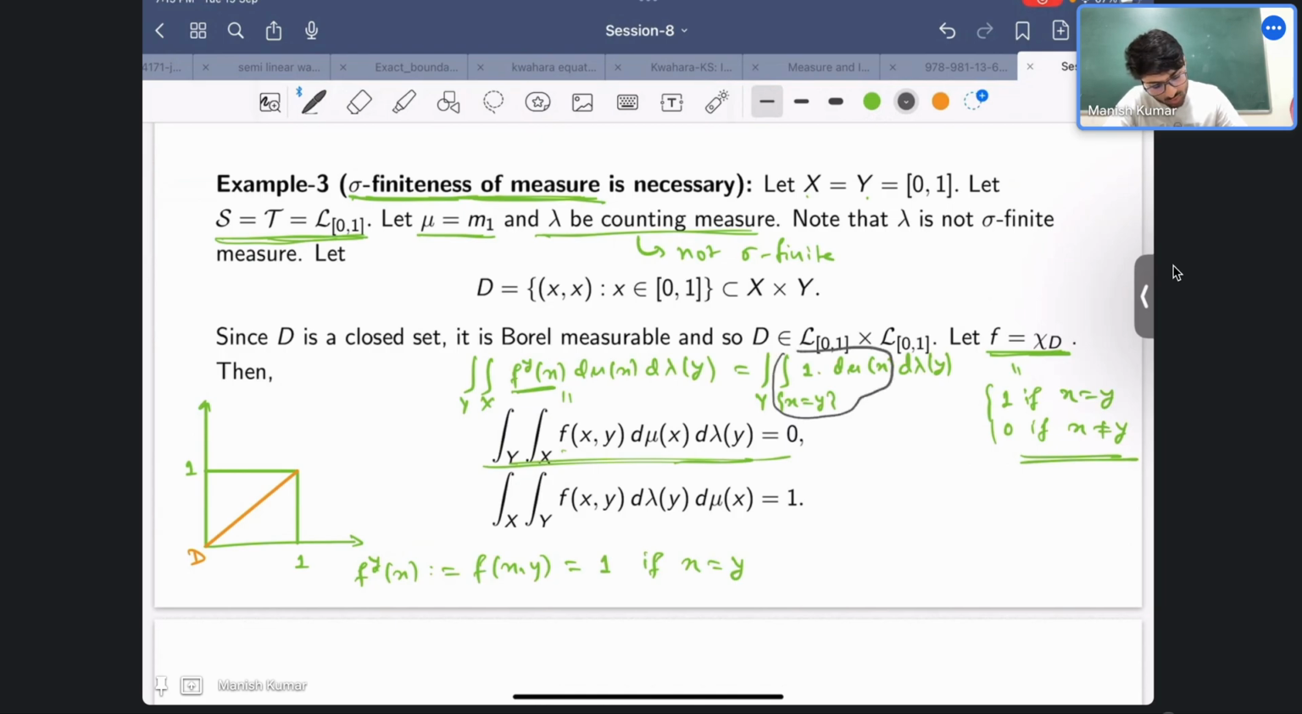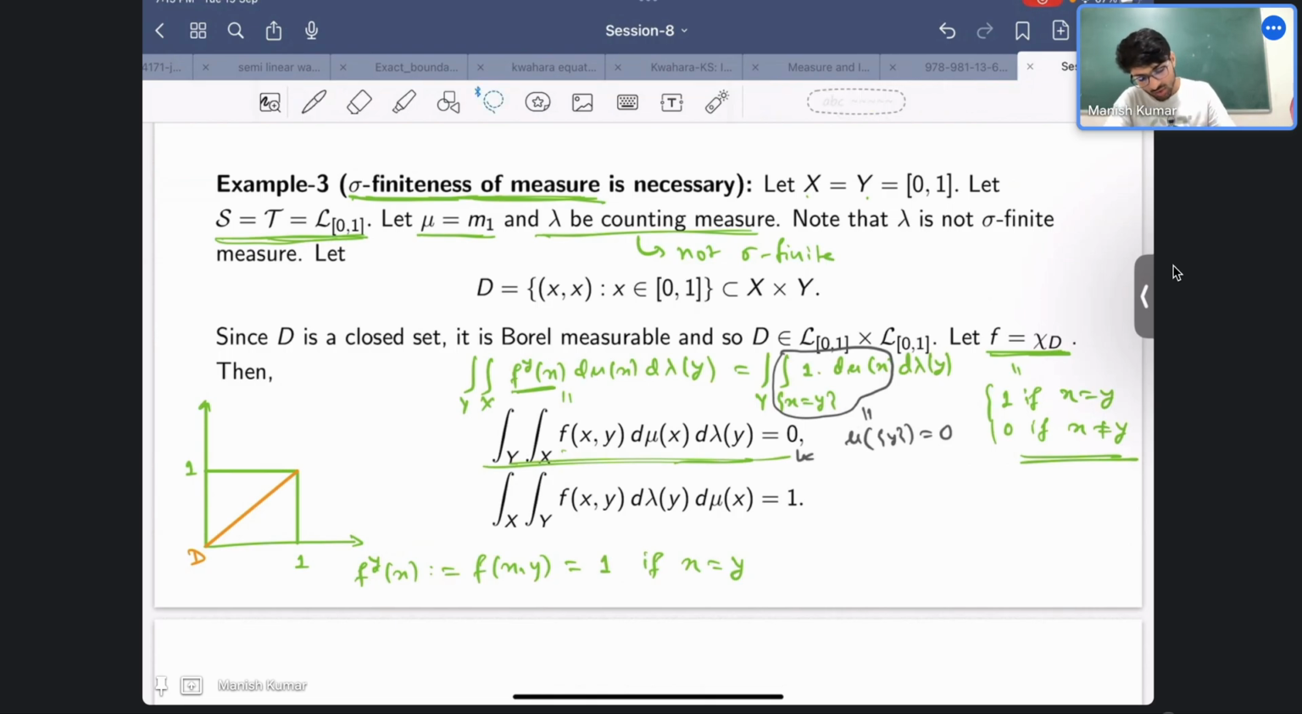Okay. So first let us integrate with respect to x, then what will this quantity be? This will tell you the Lebesgue measure of the set x equal to y, which is 0, right? Because it's just a single point. So this integral is nothing but mu of {y}, since y is fixed, and this is 0. So the whole integral is 0.